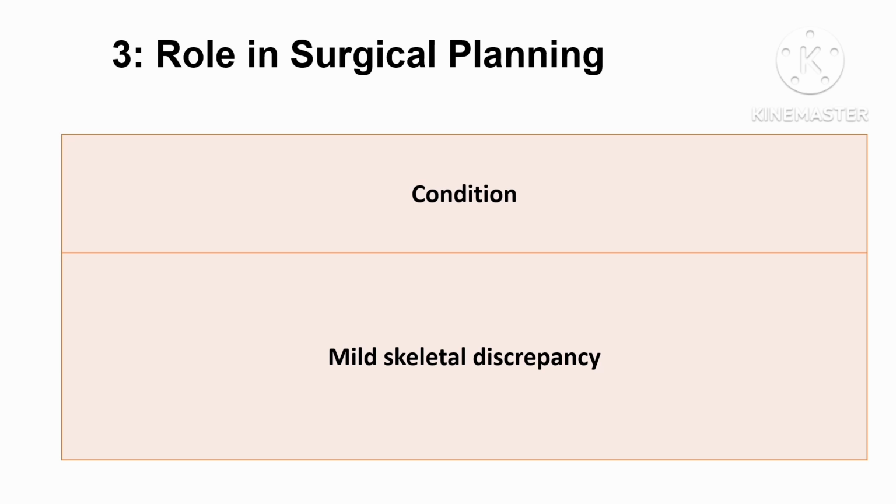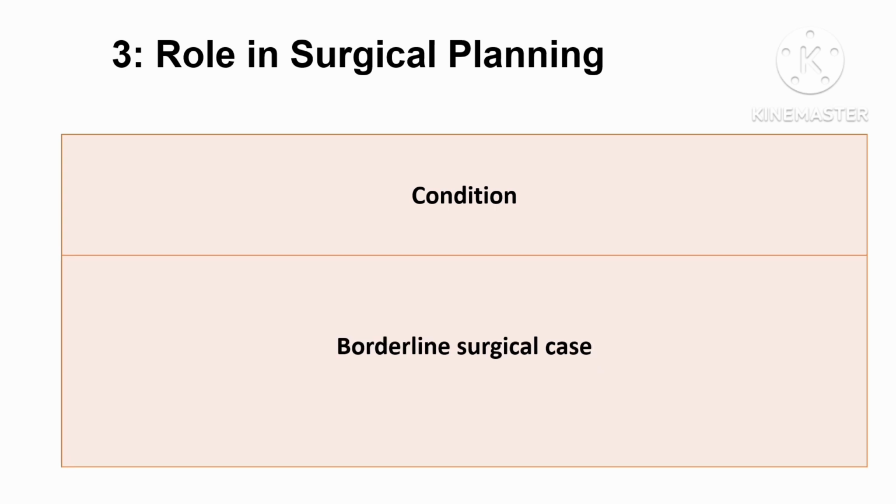Now let's discuss the role of orthodontics in surgical planning for skeletal anterior crossbite cases. In cases where the skeletal problem is mild, orthopedic correction with growth modification appliances like face mask or chin cups may be sufficient. In such cases, surgery is often not required, especially if caught early during growth.